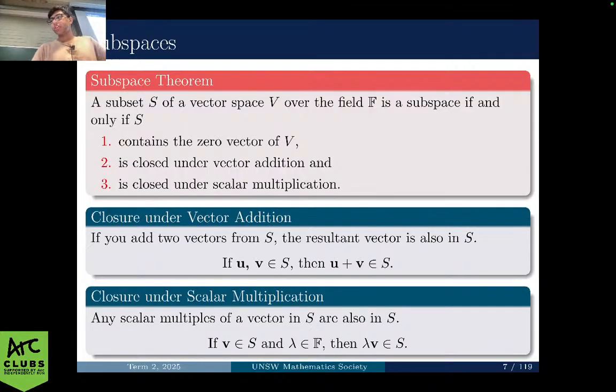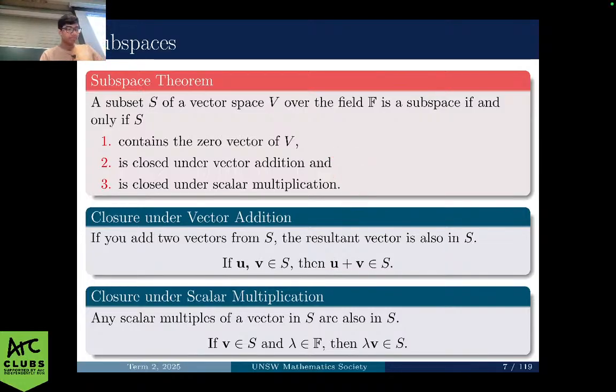So, firstly, the subspace theorem. If I have some S that is a subset of a vector space V, I will say it's a subspace if and only if these three conditions are true. It contains a zero vector of V, it is closed under vector addition, and it's closed under scalar multiplication.